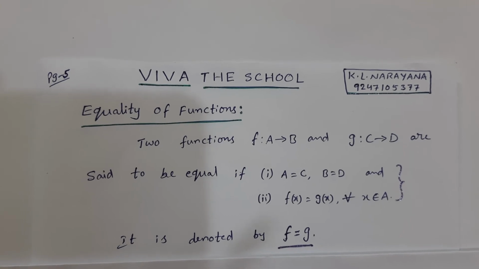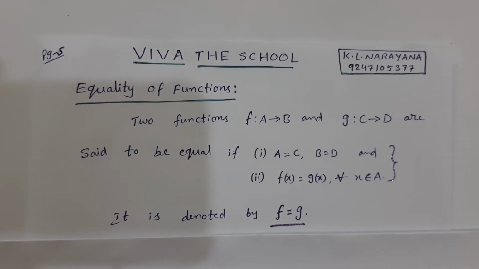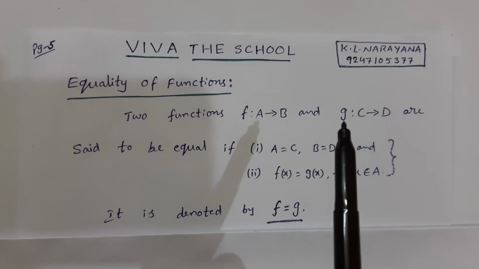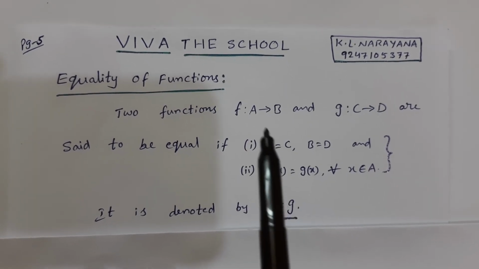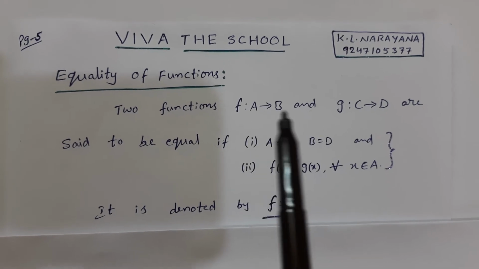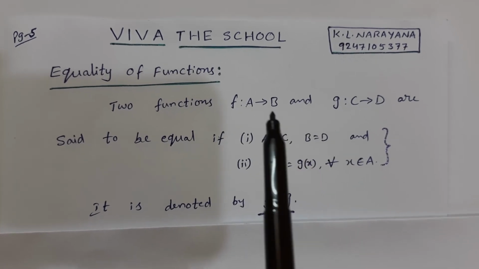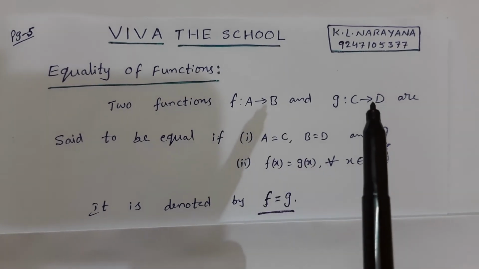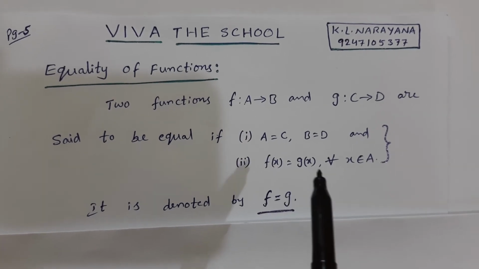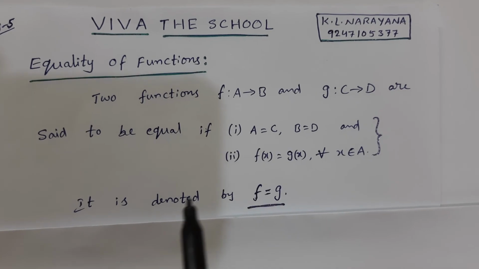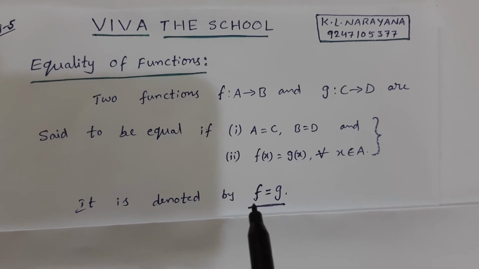Now we will see the equality of functions. Two functions f from A to B, g from C to D are said to be equal if A equals C, that means domain of f equals domain of g, and codomain of f equals codomain of g, that is B equals D, and f(x) equals g(x) for all x belonging to the domain of f. It is denoted by f equals g.